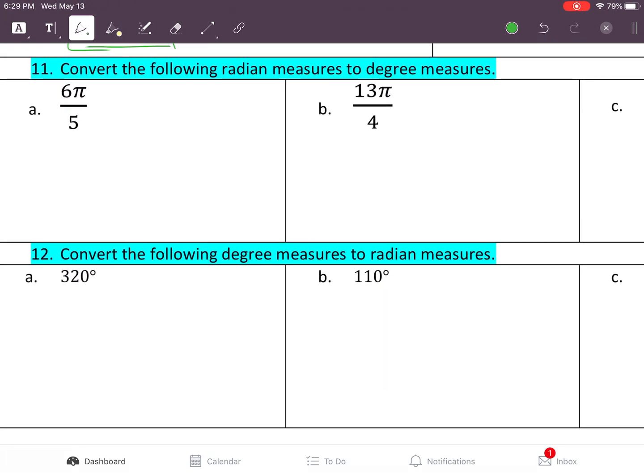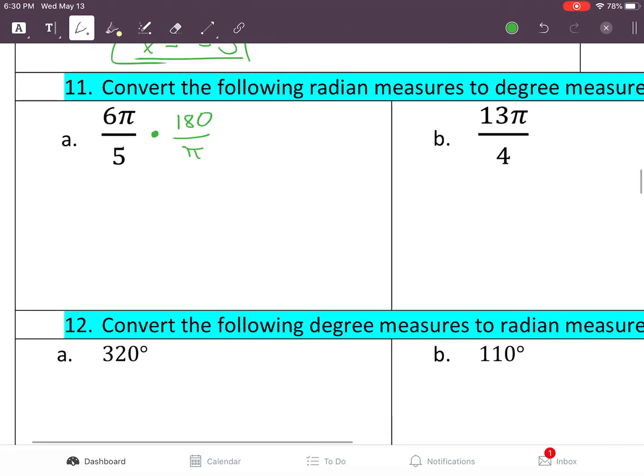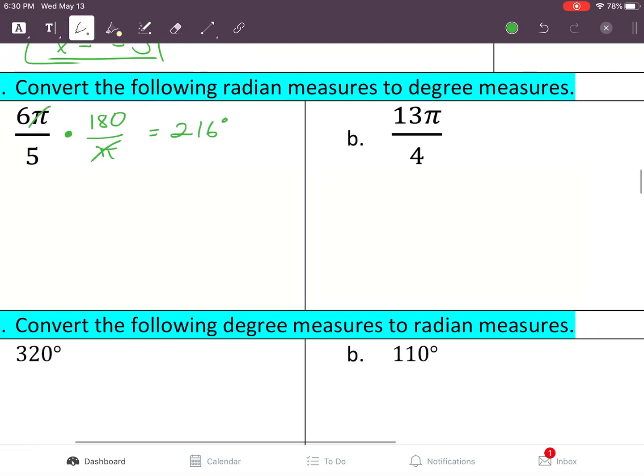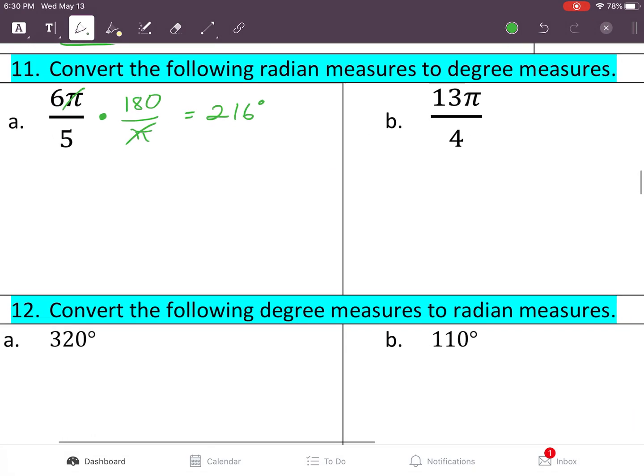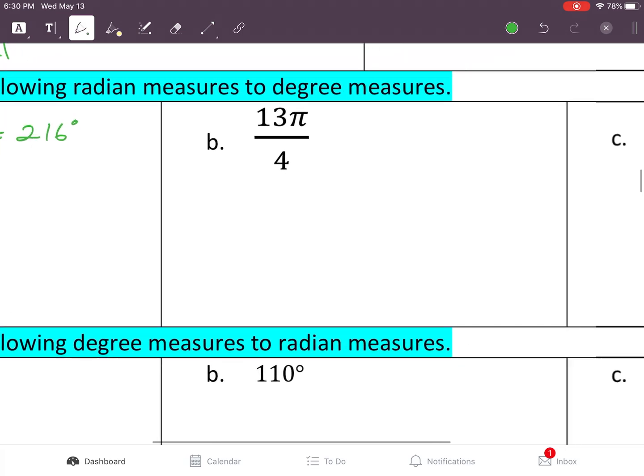Okay, number 11. So we're converting the radian measures to degree measures. So the conversion for this is you're going to multiply by 180 over pi. Okay, so what happens is the pi's cancel themselves out. You do 6 divided by 5 times 180 gives you 216 degrees. And that's it. So you can also do 6 times 180 and then divide it by 5, whatever you want to do. Just taking 6 over 5 and multiplying it by 180.